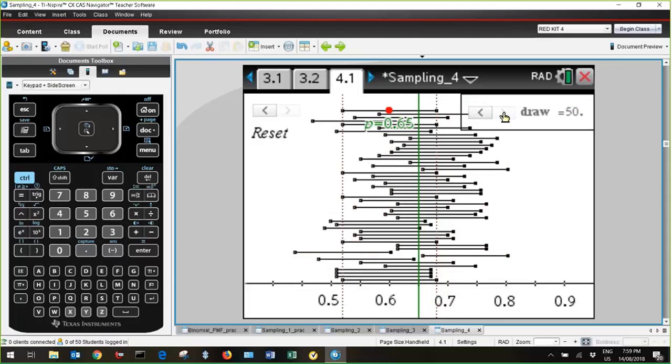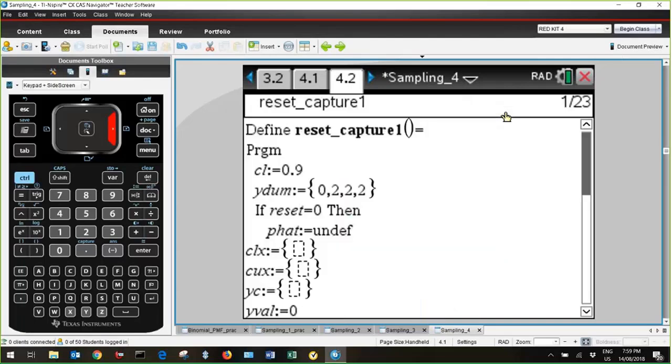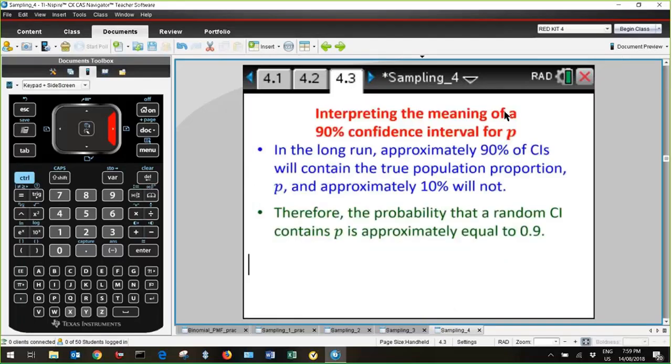Actually, that's perfect, because 5 out of 50, for a 90% confidence interval, 5 out of 50 did not contain, in other words, 10% did not contain the true population proportion, and 90% did. And that is exactly the meaning of a 90% confidence interval. So in the long run, an approximate 90% confidence interval means that the true population proportion will be contained 90% of the time, and it won't be 10% of the time.